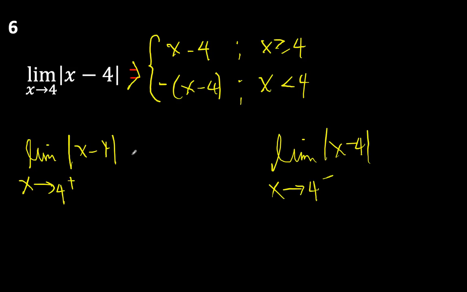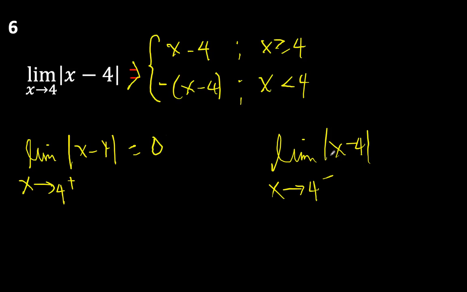Okay, let's consider this first. So x is greater than 4. So here we go, we will be using this. Therefore, it approaches 0, right? So when the values of x approach 4 from the right, then the values of the function approach 0.